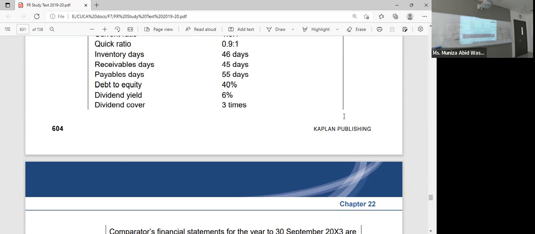It means that the organization's share price is not performing well, and the organization's share does not have the potential to produce dividends in the future. As you can see, the dividend yield of the industry is 6%. It has more potential.